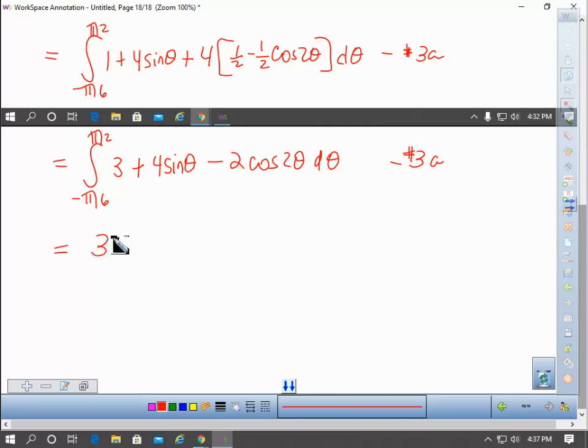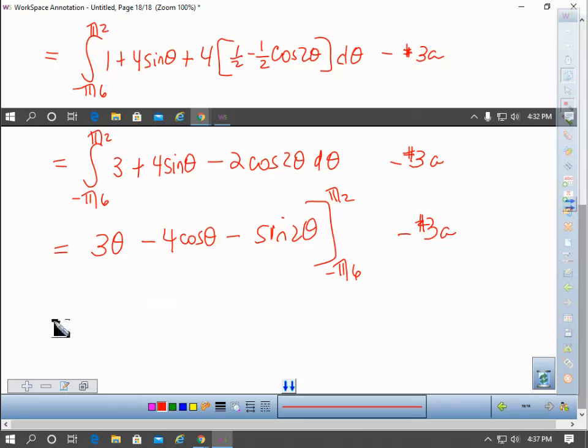So my antiderivative is 3 theta. The antiderivative for 4 sine, the antiderivative of sine is negative cosine, minus the antiderivative of 2 cosine 2 theta, which is going to be sine 2 theta, because the derivative of sine is cosine, and you chain on the extra 2. So that's nice that that 2 is there. So that's from negative pi over 6 to pi over 2, and then I have to remember to subtract my answer to 3a.